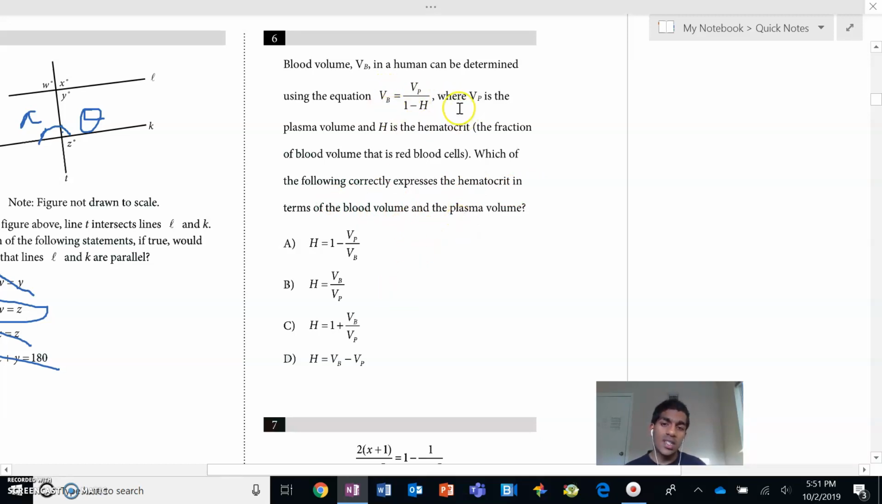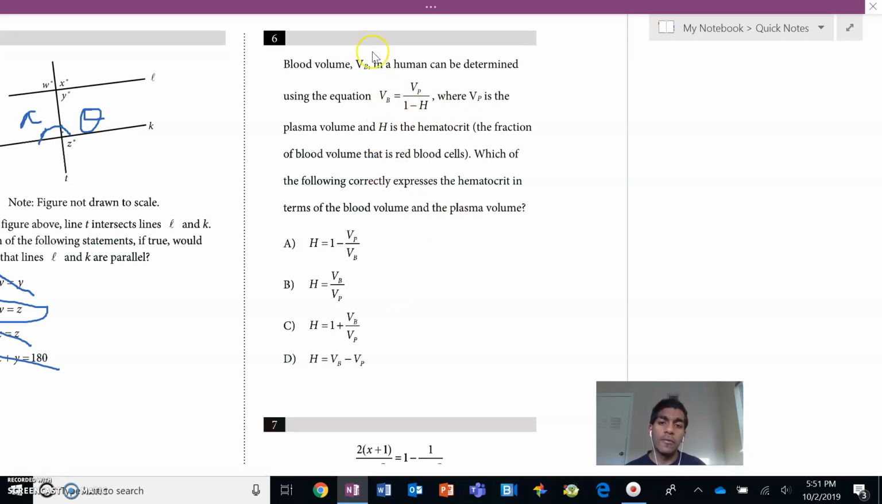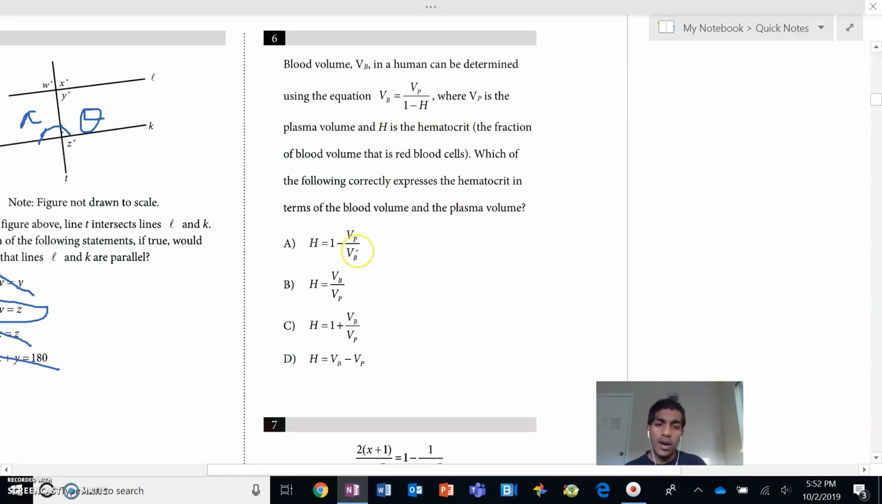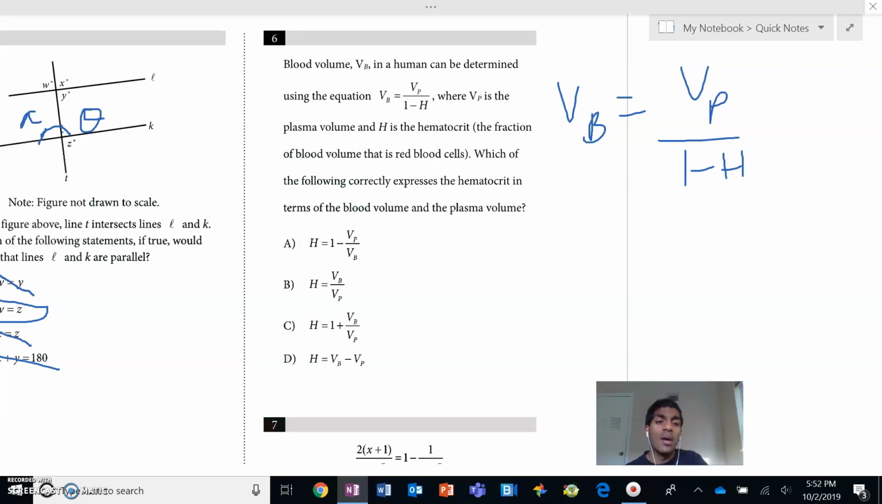So anyways, what this is telling me is to just solve for H. And now I have my equation, VB equals VP over 1 minus h. To solve for h, I'll need to have it on the numerator because it's just going to get awkward when I try to solve it from the denominator. So I'm just going to swap places of VB and 1 minus h because I'm just going to cross multiply them. 1 minus h equals VP over VB.